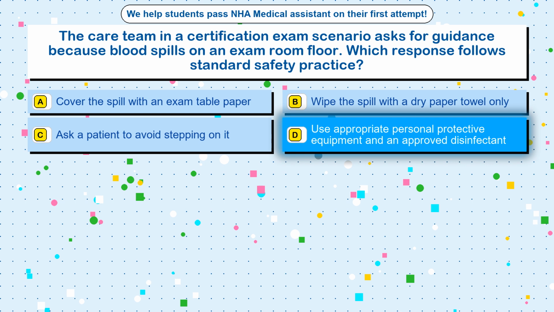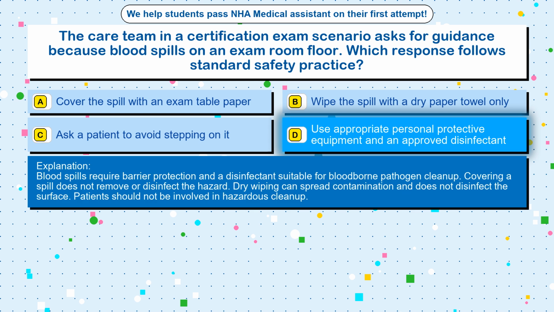The correct answer is option D. Use appropriate personal protective equipment and an approved disinfectant. Blood spills require barrier protection and a disinfectant suitable for bloodborne pathogen cleanup. Covering a spill does not remove or disinfect the hazard. Dry wiping can spread contamination and does not disinfect the surface. Patients should not be involved in hazardous cleanup.